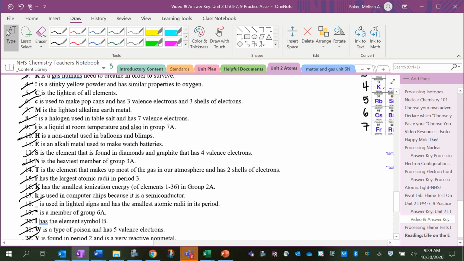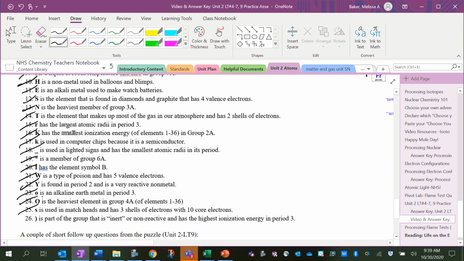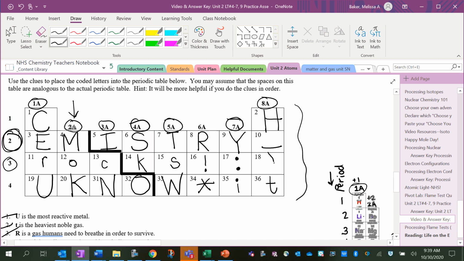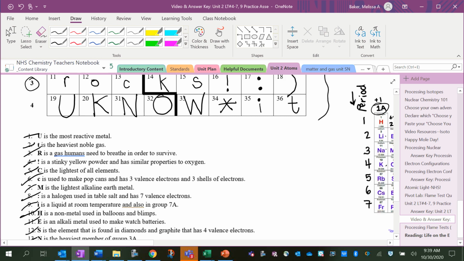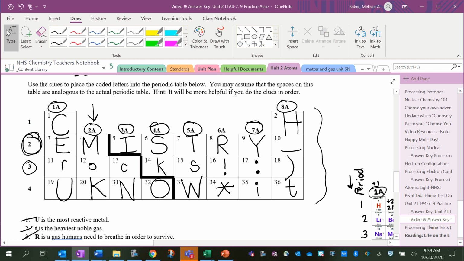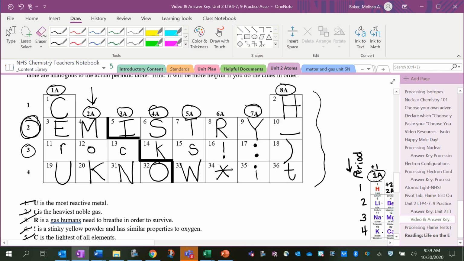Nice. And then a parenthesis is a part of the group that's inert or non-reactive, and it's the hardest to take an electron from in period 3. So it must be the one on the end. Nice. And then let's look at our puzzle. Chemistry rocks, you know it.